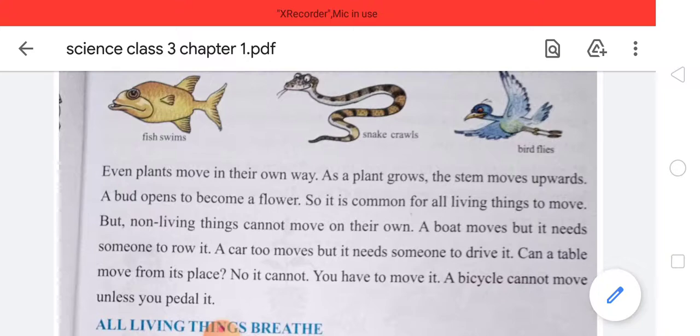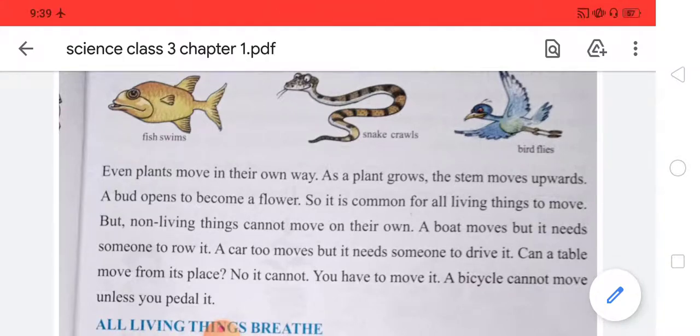A boat moves, but it needs someone to row it. If we want to move a boat, you have to move it. A car also moves, but someone needs to drive it. Can a table move, students? No, it can't, but if you want, you can move the table. You are a living being, so you can try to move things, and then the table moves.